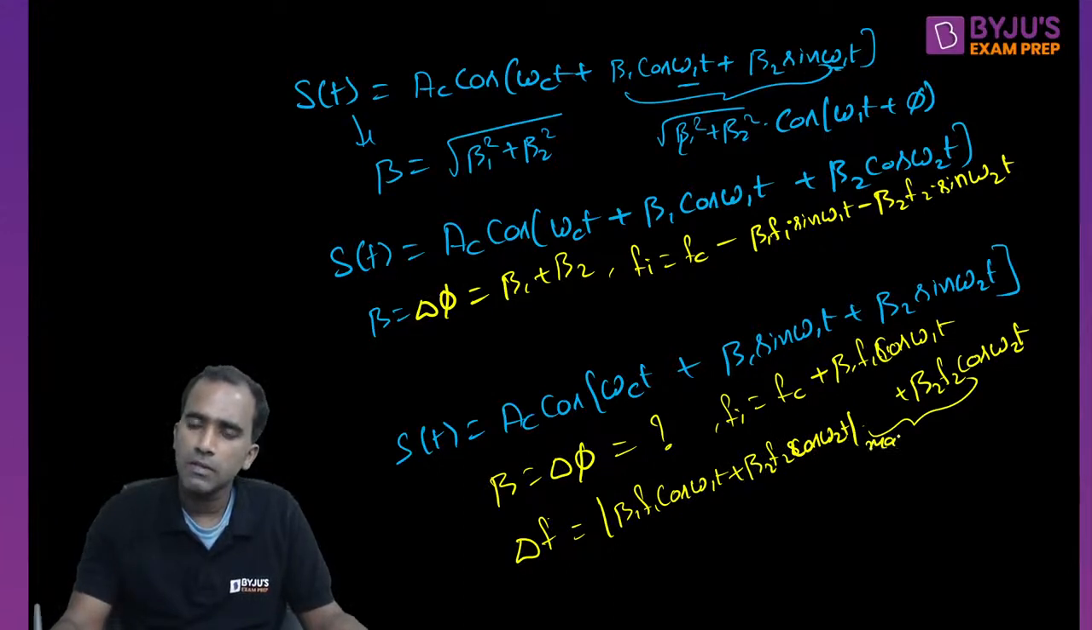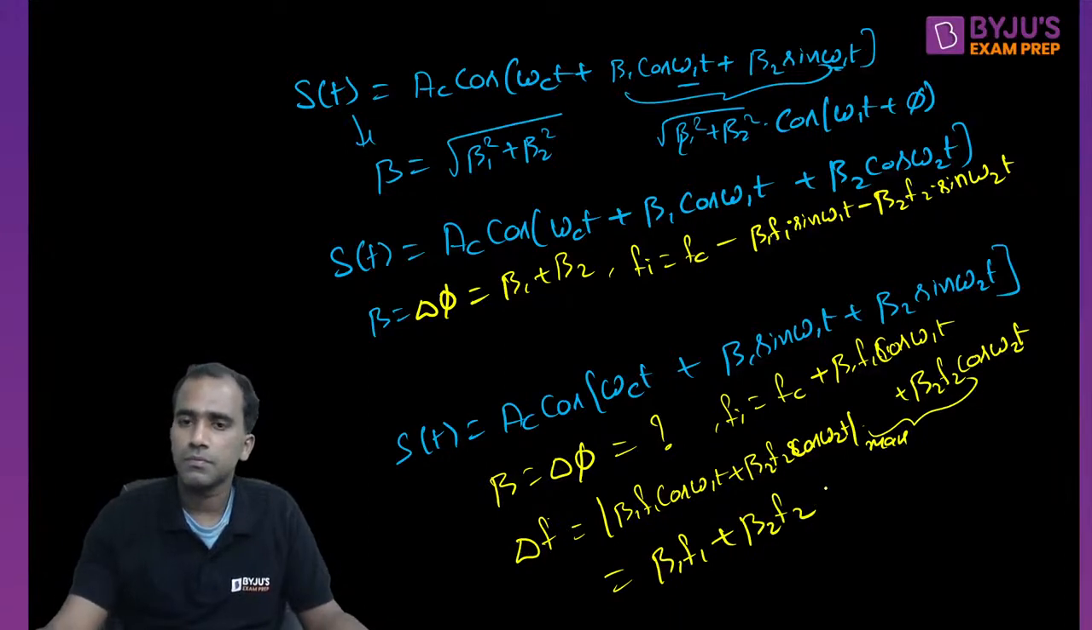Modulus maximum. Can we figure out the maximum magnitude? Yes, it is easy to figure out when two cosines are there. If you put t equal to 0, we get 1 and 1 here, so when you add them, you'll get the maximum. And how much is that? The maximum magnitude of this part happens when t equals 0, which is beta 1 f1 plus beta 2 f2. I hope it is clear. So frequency deviation is easy to figure out.